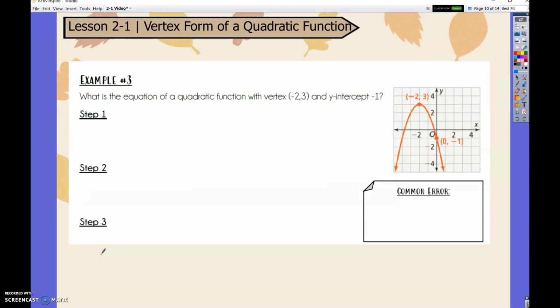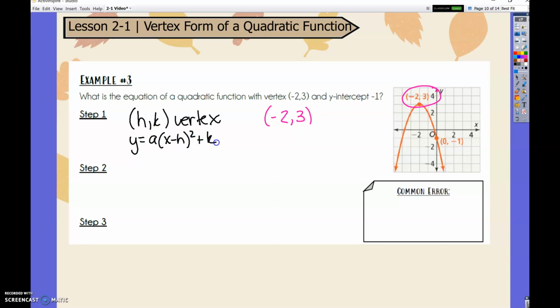To simplify this process, we want to first identify your vertex. So find your h, k, if you will, or your vertex. On this graph, we note that our vertex is at -2, 3. So I would say my vertex is -2, 3. We're going to put that in the equation. So remember, the form for your vertex is y equals a times x minus h squared plus k.